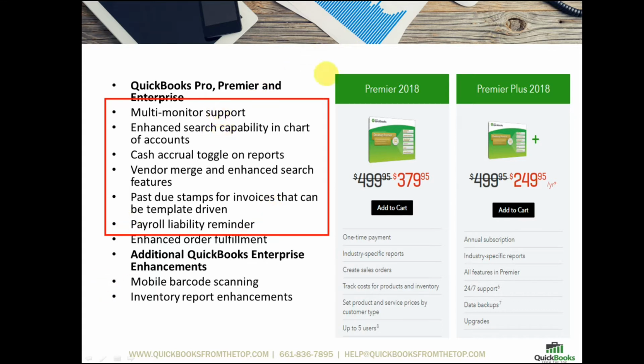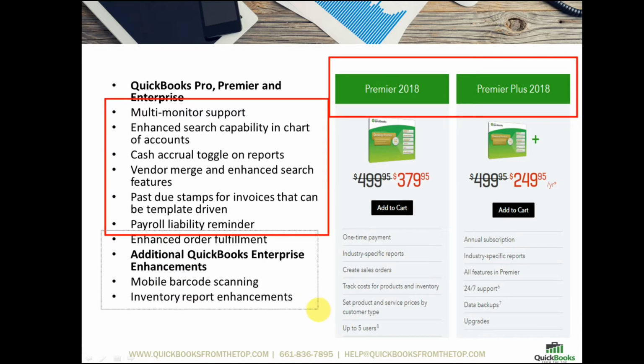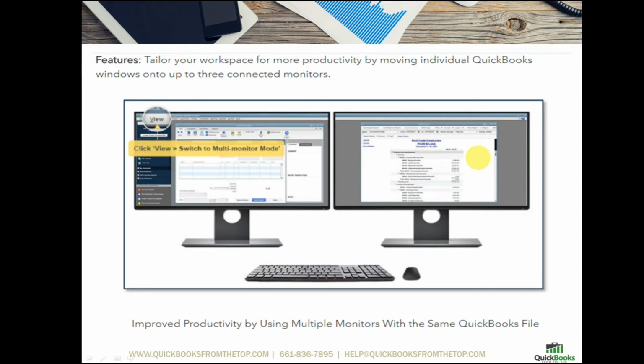This is mainly for the Premier and Premier Plus version. In the Enterprise and Accountant version, you will have the enhanced order fulfillment along with the mobile barcode scanning and inventory report enhancements. This feature allows you to view reports on one monitor while inputting transactions on another.